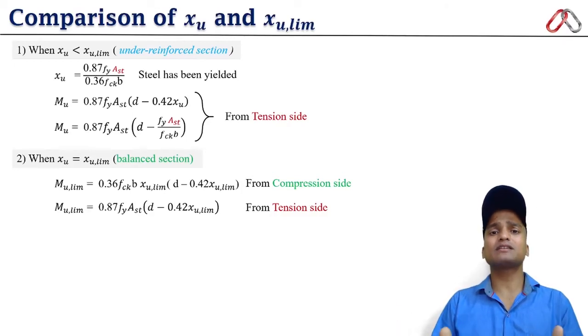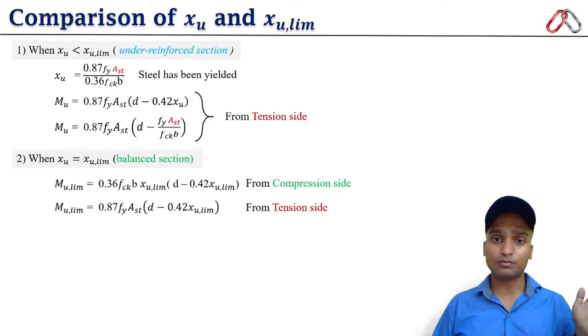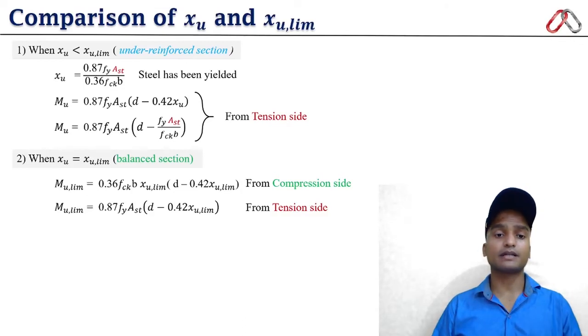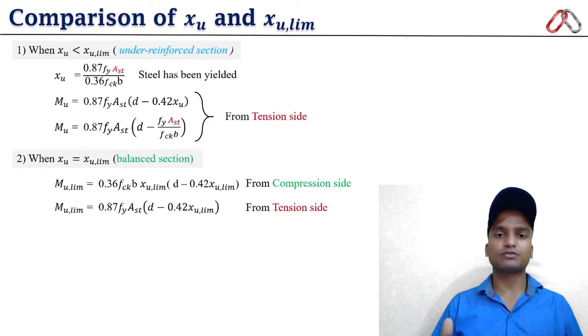because Xu is equal to Xu limiting. So the value of ultimate moment of resistance Mu, which is equal to Mu limiting, can be calculated by using either of these two formulas. Alright, and here we can always use the value of Xu limiting, and we can calculate the value of Xu limiting very easily if we are given the grade of steel and effective depth.